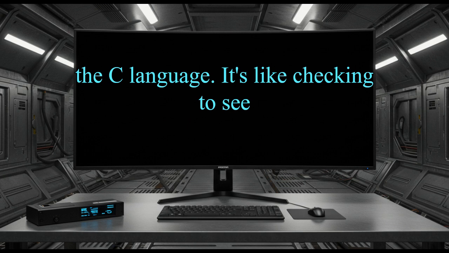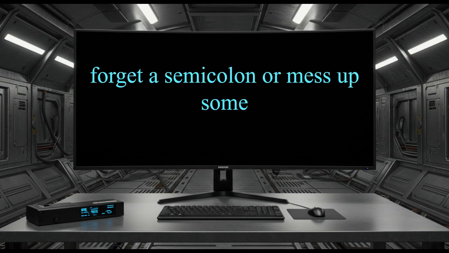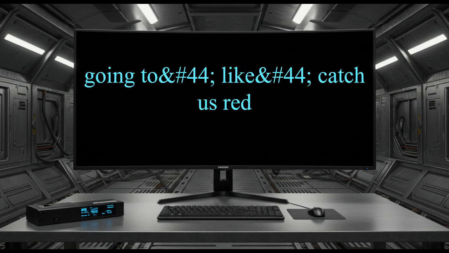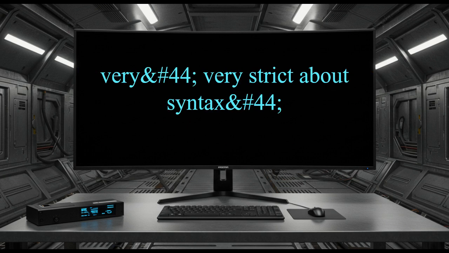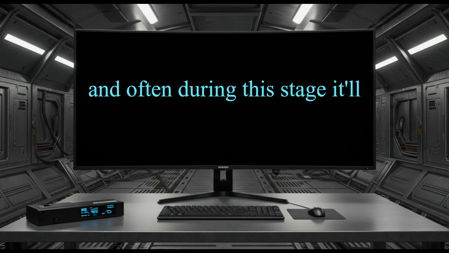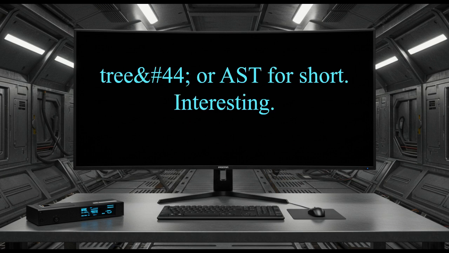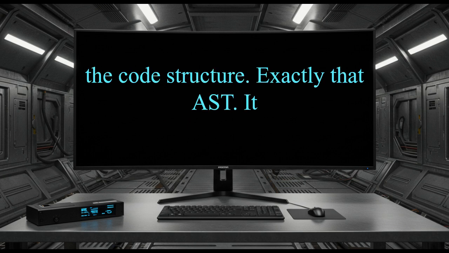It's like checking to see if a sentence is grammatically correct. Right. So if we forget a semicolon or mess up some parentheses, the syntax analyzer is going to catch us red-handed. You got it. The compiler is very strict about syntax, and often during this stage, it'll actually create a tree-like structure. We call it an abstract syntax tree, or AST for short. Interesting. So it's not just checking for errors, it's also making a representation of the code structure.